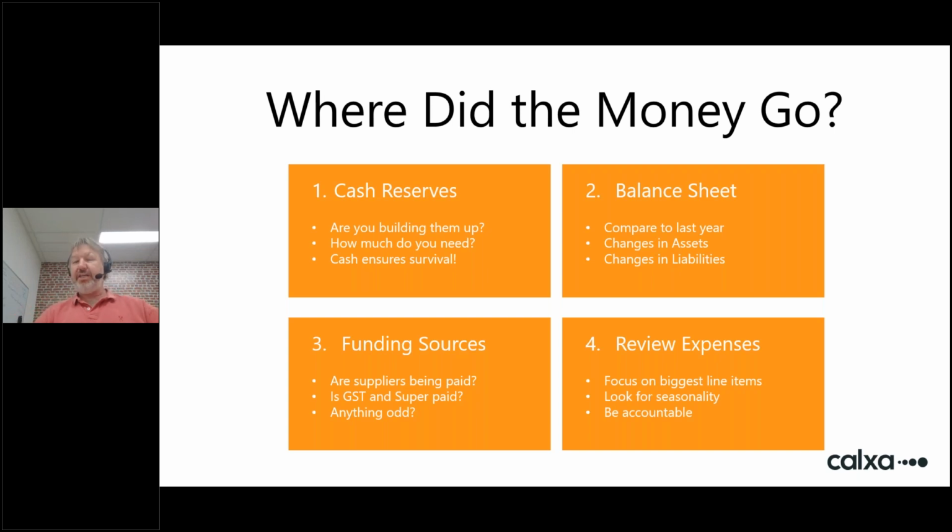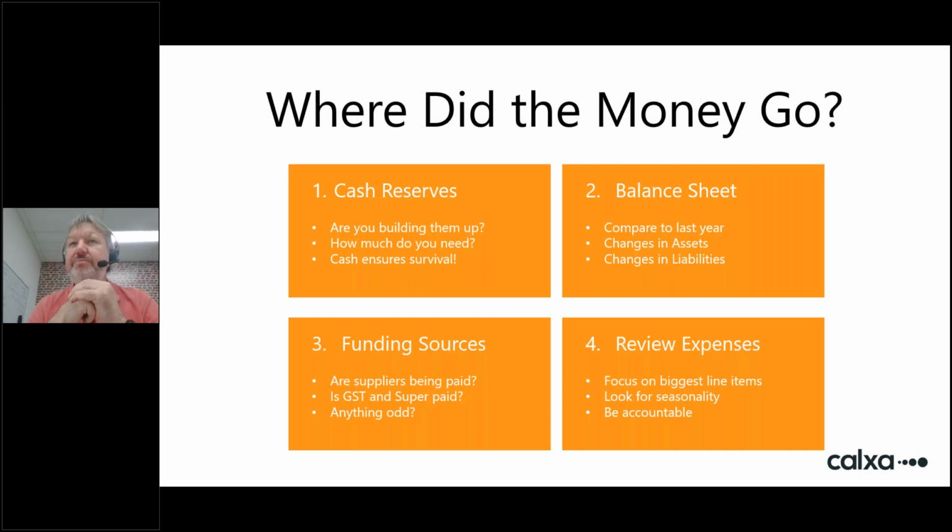Are your suppliers getting paid? Is the government getting paid on time? If not, are there arrangements being made so that those shortfalls are being managed? Are there any long-term outstanding creditors that need somebody's attention, that need sorting out before they cause major financial damage to the organization?